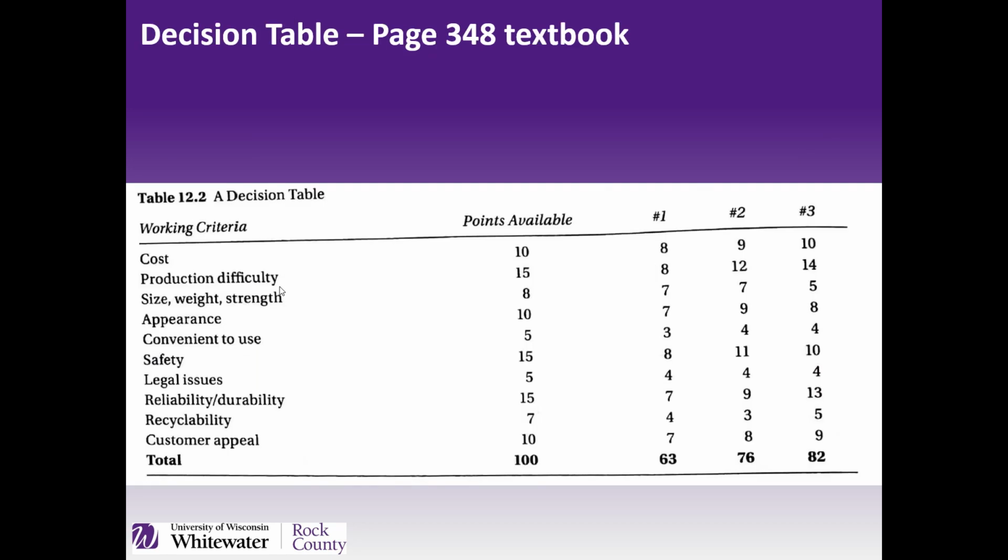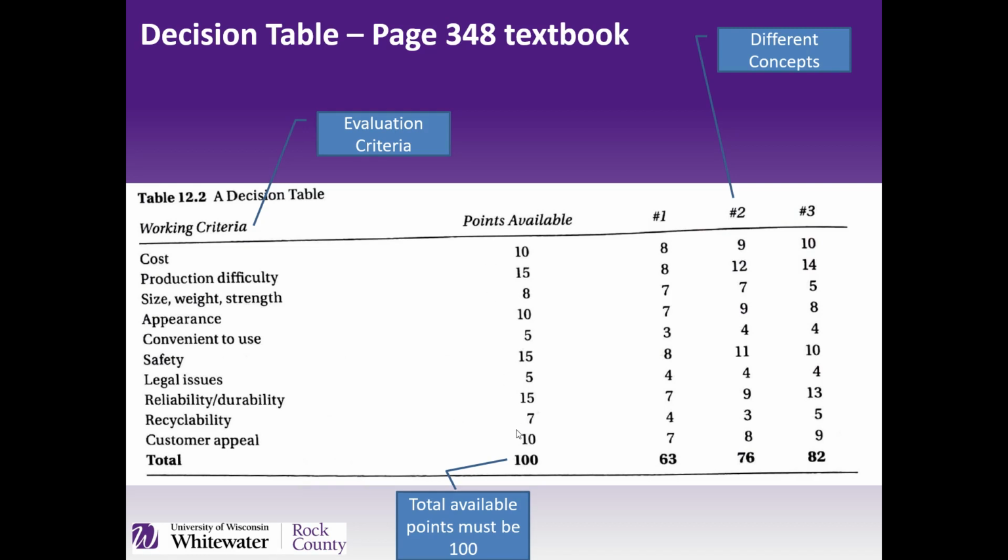So in our next section, we're going to look at this decision table. And this can be found in your book on page 348. Here with the decision table, what we have is all of our different concepts. So we've narrowed it down to 3 concepts in this case, 1, 2, and 3. We have our evaluation criteria that we'll be working on. It's all loaded here. And then we load up different points on how much the importance is for each one. So this should add up to 100, right?